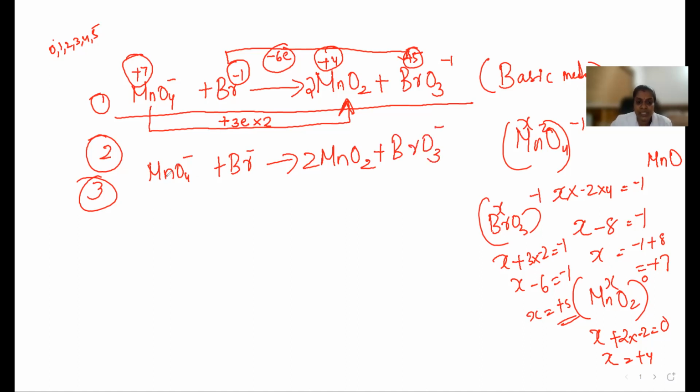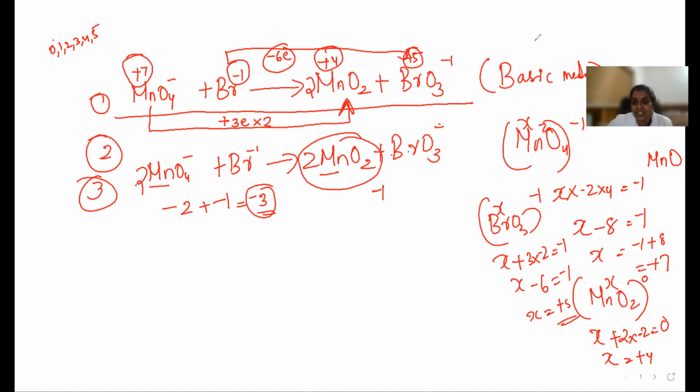Now we have to equalize the atoms other than oxygen and hydrogen. So Mn 1 here, Mn 2 here, so you are putting 2 here. Br, 1 only, so it is already balanced. Next, we are equalizing the charges. 2 into minus 1 is minus 2, plus minus 1 here, so total charge here is minus 3. Here it is neutral, so here there is only minus 1. So we have to equate it to minus 3.